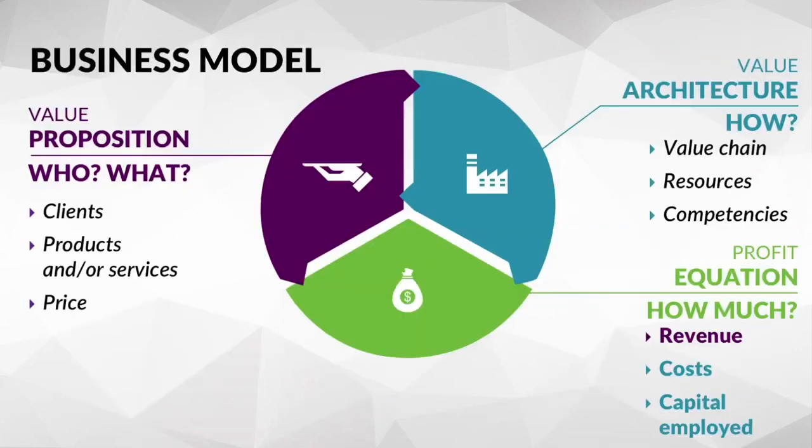So the value architecture explains the cost structure and the level of capital employed, and the value proposition defines the revenue. The overall message of the business model is that in order to create a profit, value proposition and value architecture need to be aligned. In our next video, we will explain this in detail and give some examples.